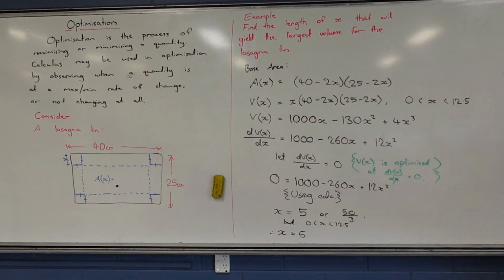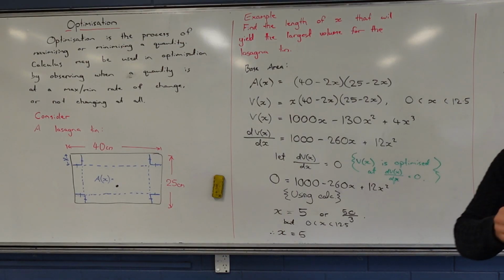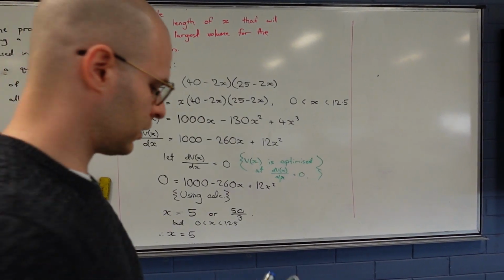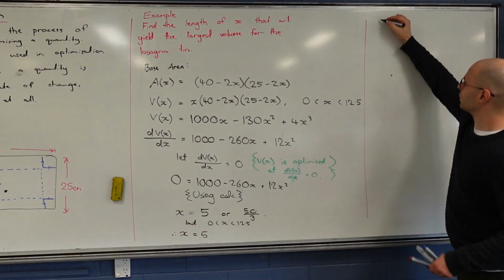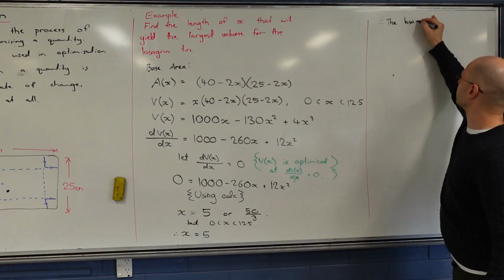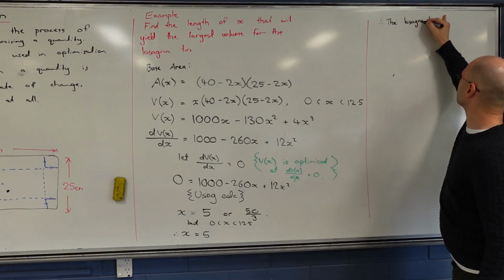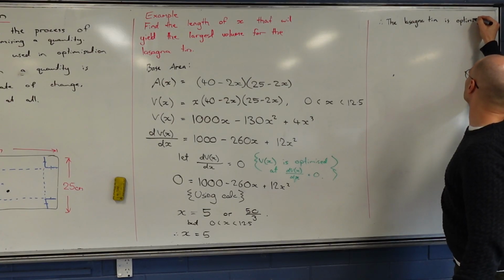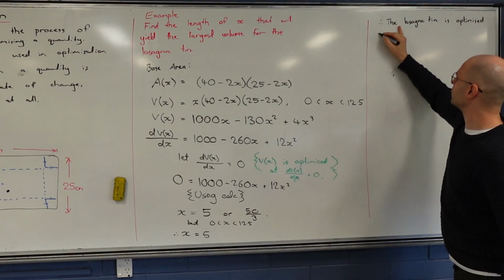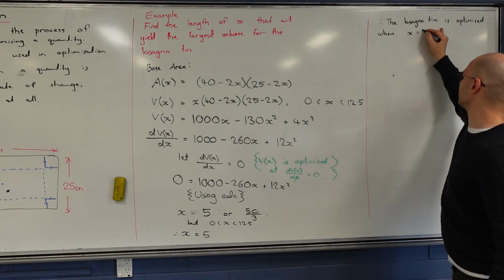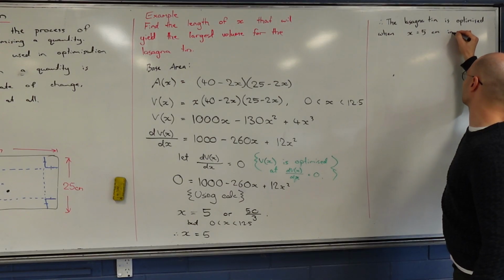Does this progression make sense, guys? Okay. So, the lasagna tin is optimized when x equals 5 centimeters in length.